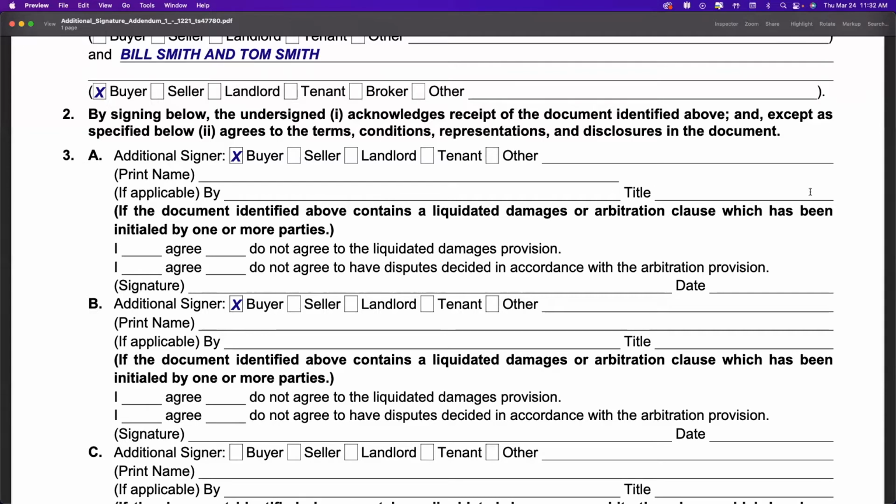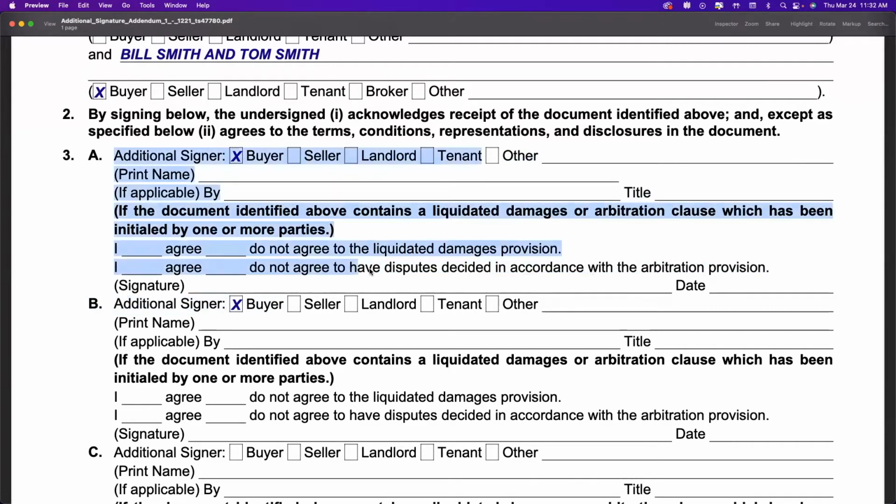It says successor trustee. Now, if there is no title, if there's no separate person signing, no representative signing on behalf of an entity, then it would be Bill Smith here, and there would be nothing here and nothing here in the title, and Bill Smith would sign his name and date it down here.